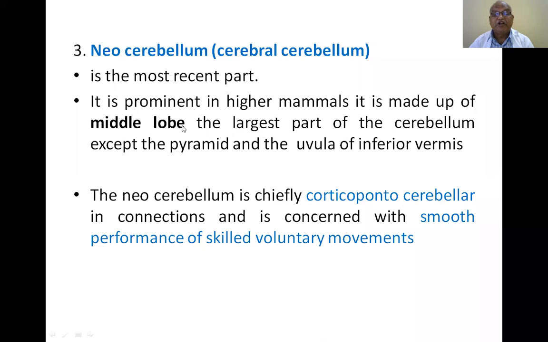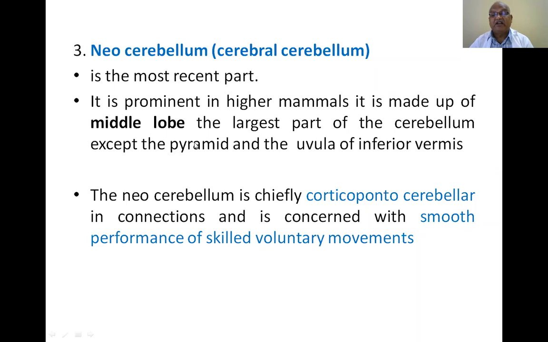It is made up of the middle lobe, the largest part of the cerebellum, except the pyramid and uvula of the inferior vermis. The neocerebellum is chiefly cortico-ponto-cerebellar in connection: from cortex to pons and from pons to cerebellum. The cortico part is the cerebral cortex, motor and sensory. Then the pons, the middle part of the brainstem. From the pons, the cerebellar connection is there. It is concerned with smooth performance of skilled voluntary movement.